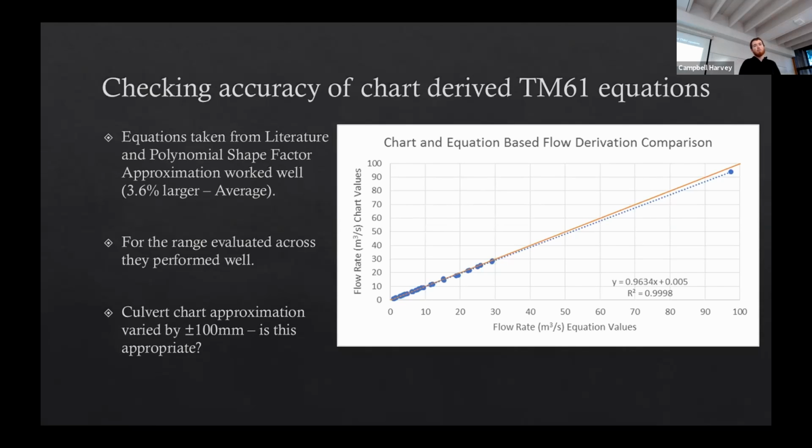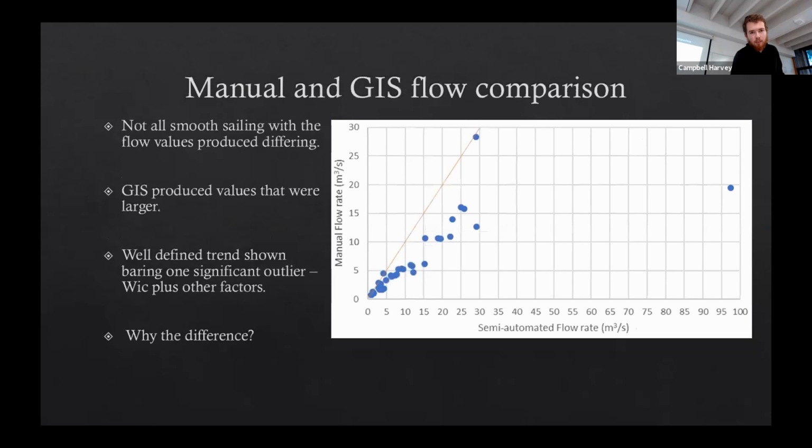Now this proved a bit more variable, on average about 60 mils different and a minimum-maximum of around 100 mils. I didn't really deem whether this was appropriate or not. As I alluded to at the start, it wasn't all smooth sailing, with the flow values produced differing from the manual to the model, as you can see in the figure there. It's generally a well-defined trend showing that the GIS tool produced larger flow rates than the manual method.